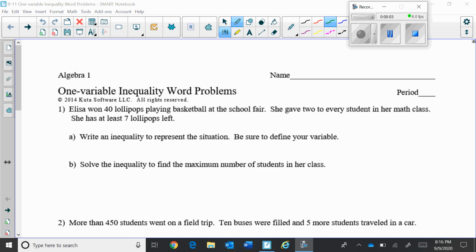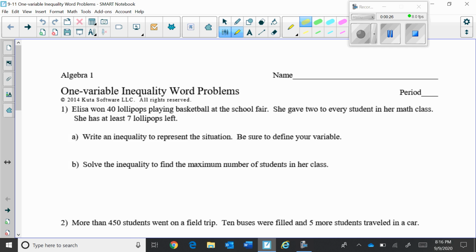Hello, hello. So, this is our last bit of new information of this unit. It's very similar to yesterday. Yesterday, when we were looking at word problems, we were dealing with primarily equations and equal signs. So, this time, the difference with today is we should be on the page that says one.